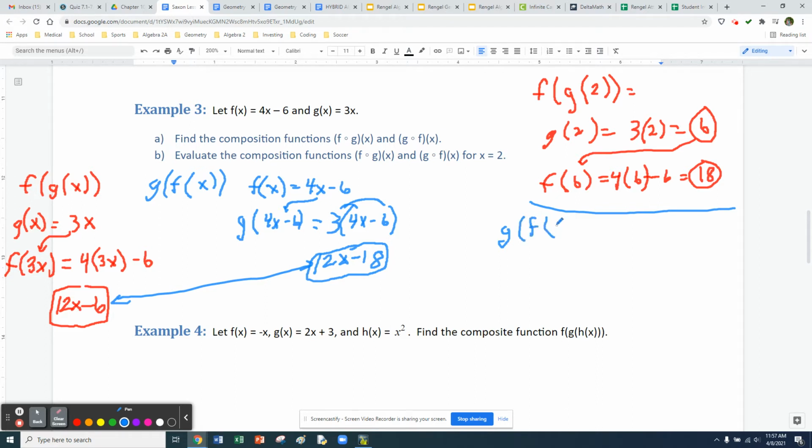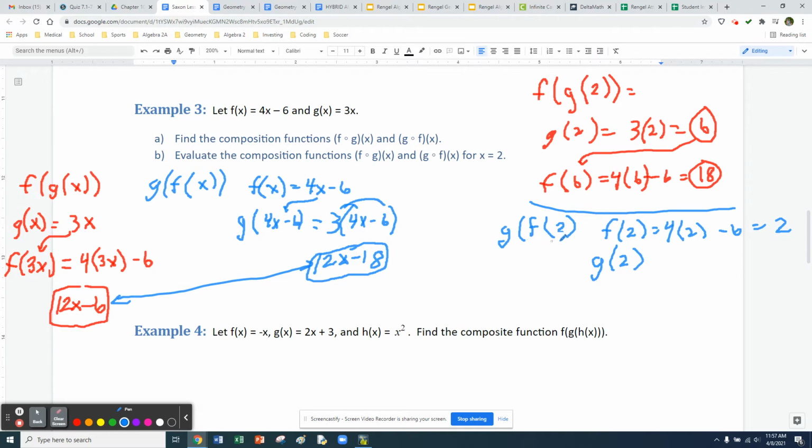So g of f of 2. This is communicating to us first do f of 2. So f of 2 would mean that I would take the 2 and put it into the f function, which is 4 times 2 minus 6, which is going to just coincidentally be 2 again. So 4 times 2 minus 6 is going to equal 2 because 4 times 2 is 8. And then that 2 now becomes the input into my g function.